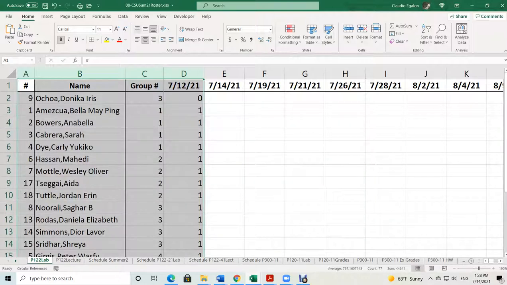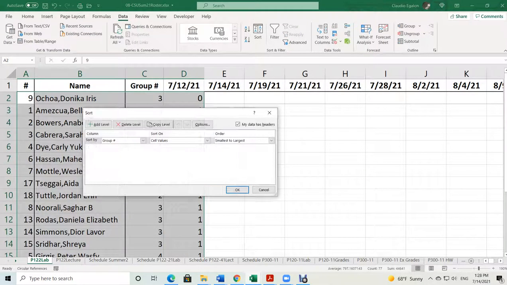Let's get here, data, sort, group number.